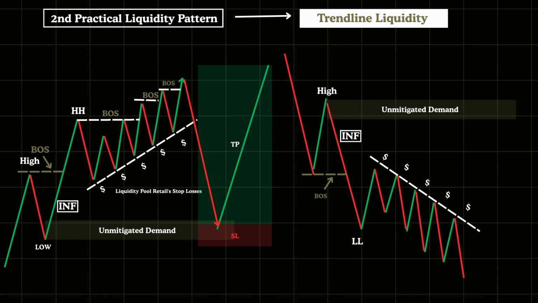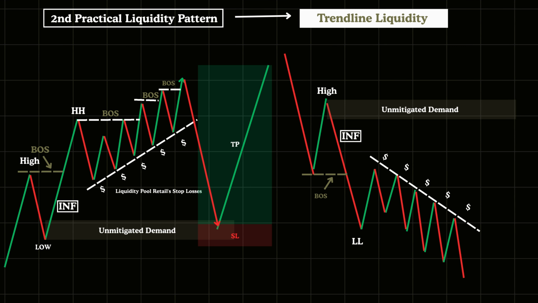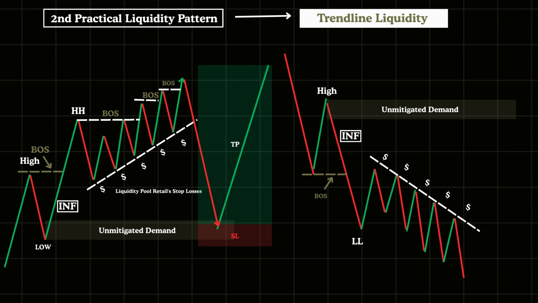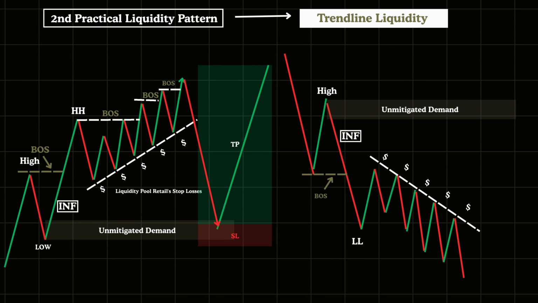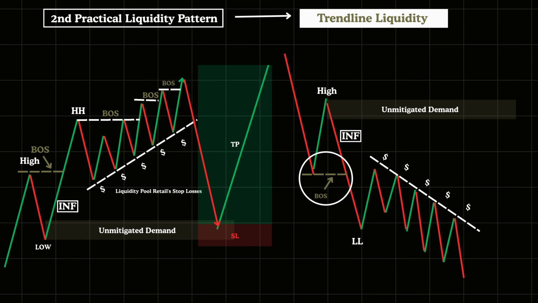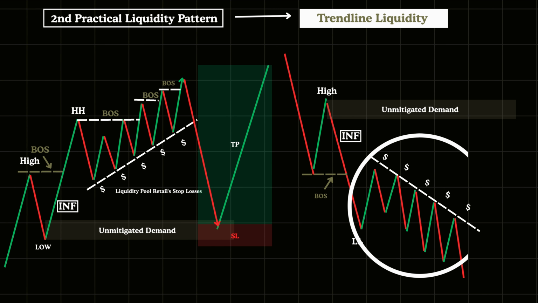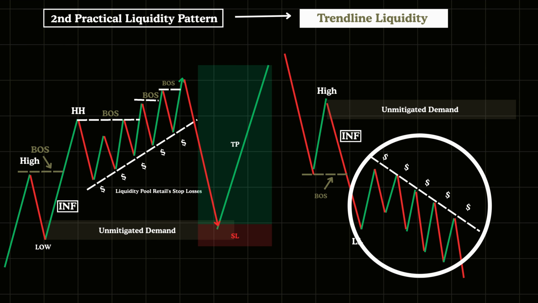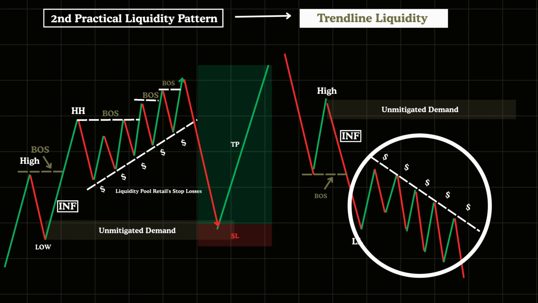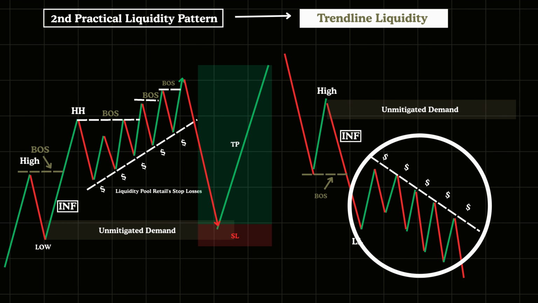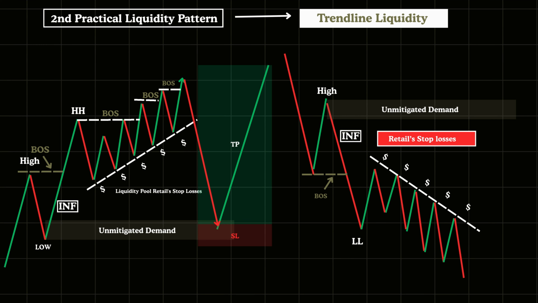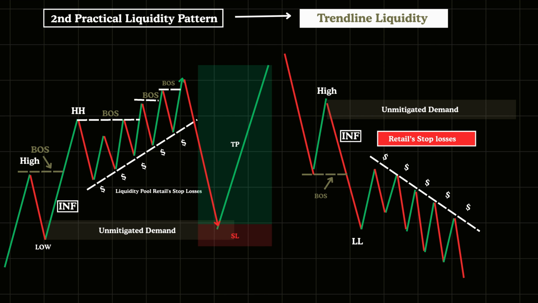Bearish trend line, same concept, flipped. Now let's flip the scenario to a bearish market. Here, we see a bearish break of structure, with an unmitigated supply zone sitting above. Price then starts forming small, choppy break of structures downward, and a new trend line forms along the lower highs and lows. Again, retail traders sell at the trend line, placing their stop losses just above it.